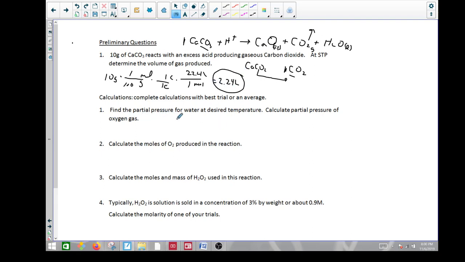The rest of this here: find the partial pressure of the water at the desired temperature, calculate the partial pressure of oxygen gas. Okay, so a couple things I'll clarify here. We're doing a pretty fast reaction where we have a container with gas shooting in, and in just a matter of moments, less than a minute, we're taking a pressure reading and basically evacuating a container. And in this container is going to be O2 and H2O. Now, technically, we also have some water vapor coming over. I'm going to say for this lab that this happens too fast to give the water vapor a chance to kick up into solution.